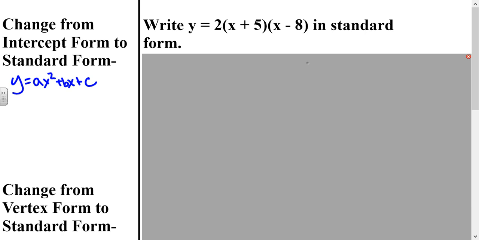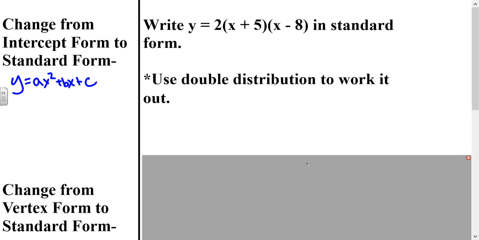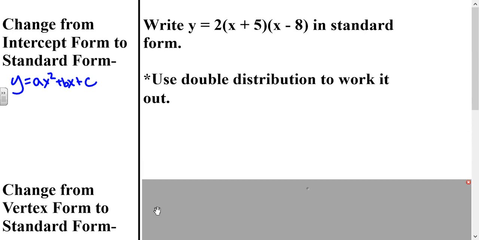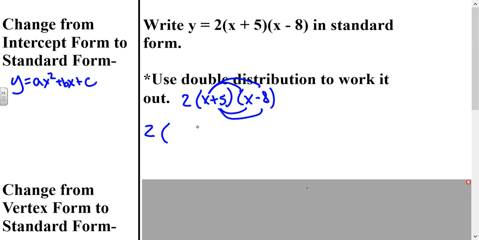Well, I would think that you would have to multiply this out. So what we're going to do is use double distribution to work it out. Now I'm going to leave that 2 in the front alone because I find it's easier just to do at the end. So we have to double distribute, so we take the x times both numbers and the 5 times both numbers, and we're going to leave the 2 there. So x times x is x squared, x times negative 8 is negative 8x, 5 times x is 5x, 5 times negative 8 is negative 40.